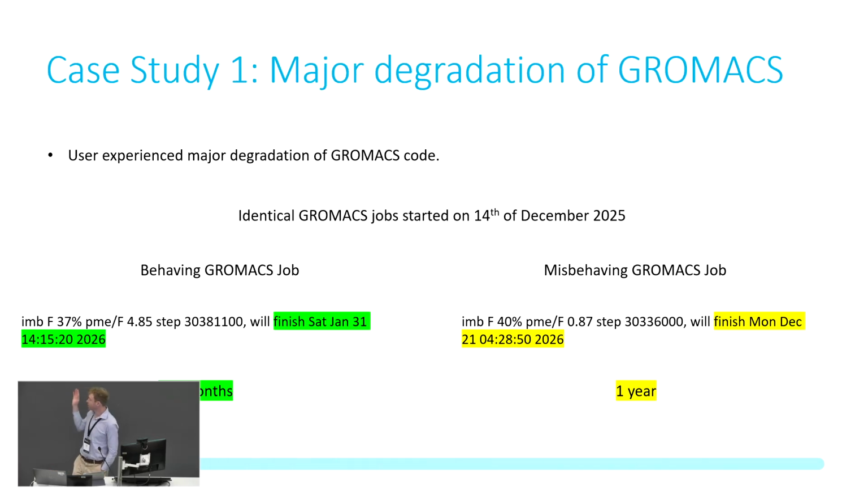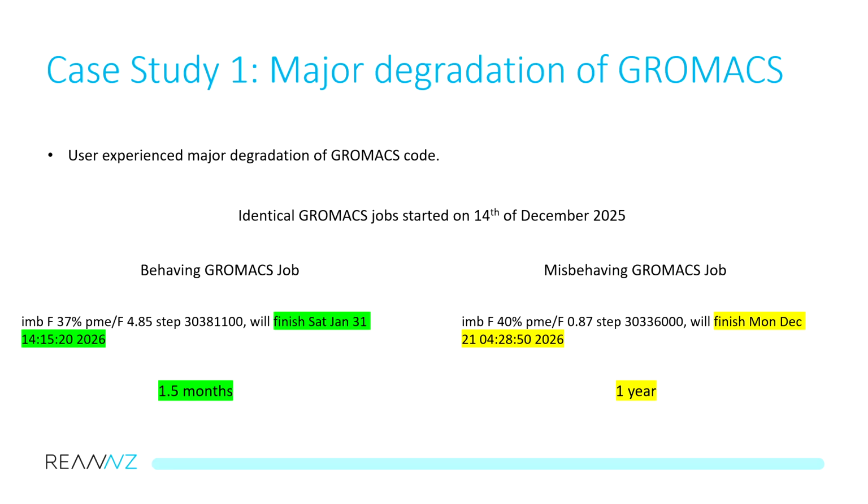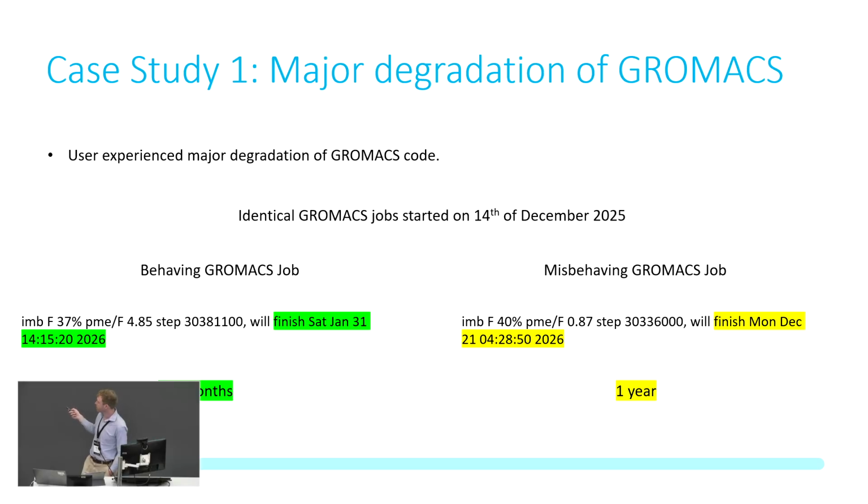So this is the only case study, I don't know why I put case study 1, which is major degradation in GROMACS, which is chemistry software designed for doing molecular dynamics. We had a user come to us with a few problems. You can see they started a job on the 14th of December, and in one case it was coming out as finishing in January of this year, so about 1.5 months. But sometimes it would say it's going to take until December of next year, close to Christmas next year, which is pretty poor. We can do better than that.